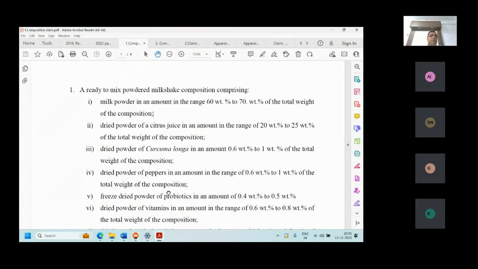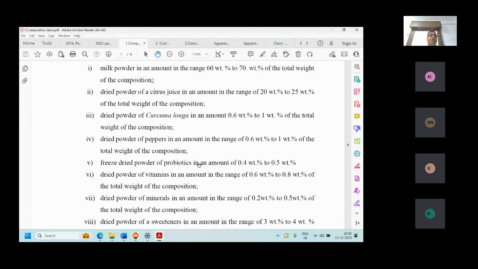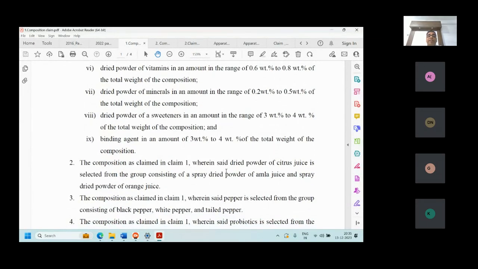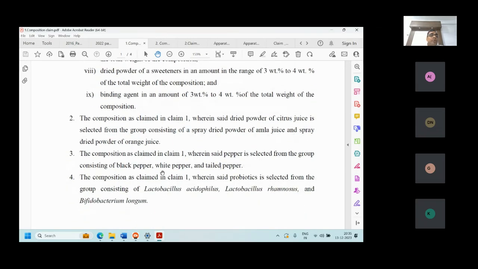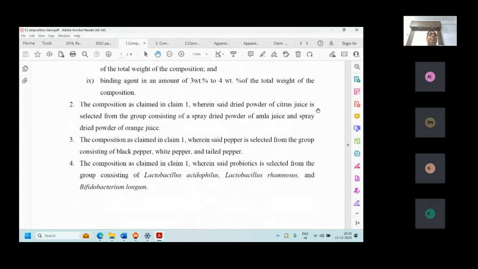See, all this is done. This is the entire composition of the milk stream. Then it further says where the said dry powder is selected from the group, which again shows how to select the citrus juice, dry powder, amla juice, and a spread of the orange juice. This is a very simple invention with respect to composition. Please read it and you will understand how to use "selected from the group consisting of." You will also understand how all elements can be provided in a composition claim.